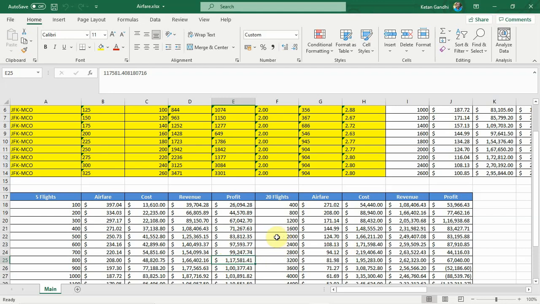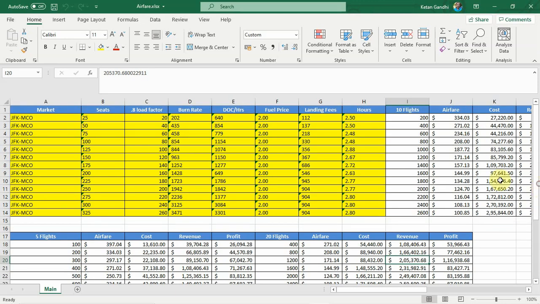Now if they are flying 20 flights per day, let's have a look at the profit. The 20 flights have a profitability of 1,169,386. The type of aircraft they're going to fly is in the third row. We go to the third row on top. This is the one, the 75 seater. It will have 20 flights per day, and the profitability will be 1,169,000.